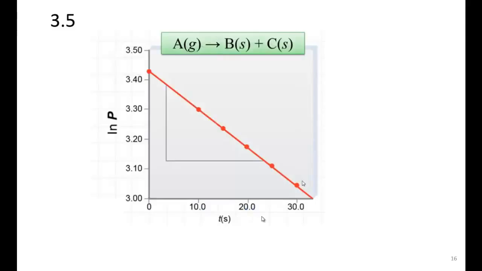Now, if I'm dealing with gases and I'm not looking at concentrations, but I'm given pressures, the same thing applies. I can plot the natural log of pressure for a first order reaction versus time, and I also should get a straight line. So I can plot either molarity or pressure.